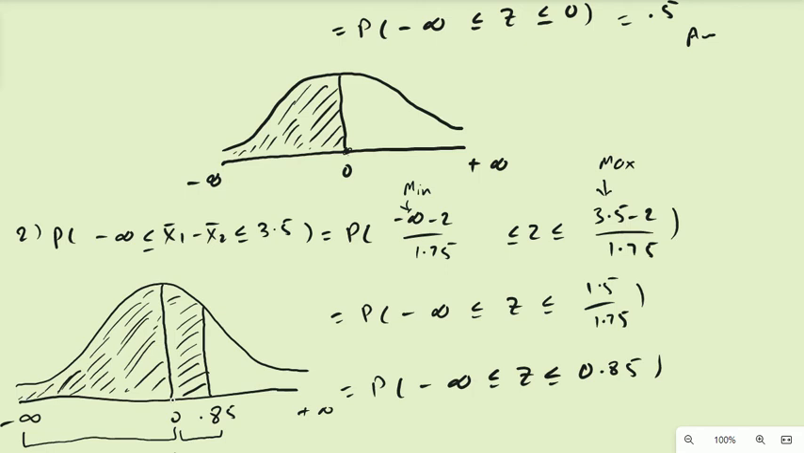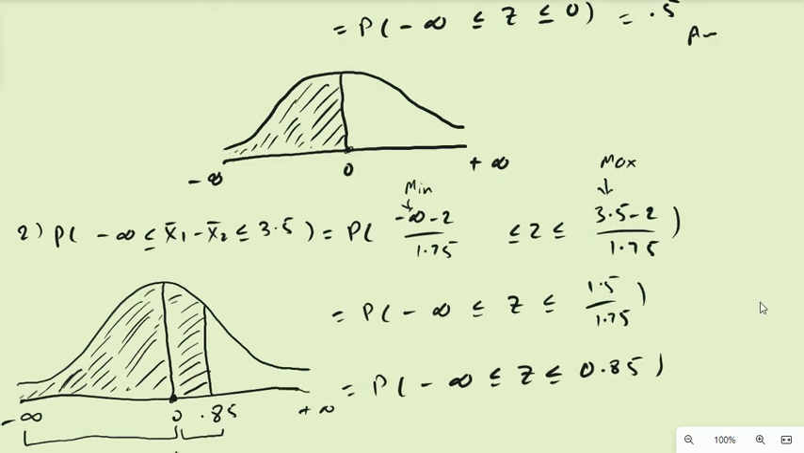If you sketch the diagram, this is 0, this is minus infinity, and this is plus infinity. This area is greater than half, because we need the area between minus infinity and 0.85. From 0 to minus infinity is half the area, which is equal to 0.5, but we need the area between minus infinity and 0.85, which is greater than half. So we choose the half area from 0 to minus infinity, and we should add the area between 0 and 0.85. How can we add these two areas so as to get the total shaded area?